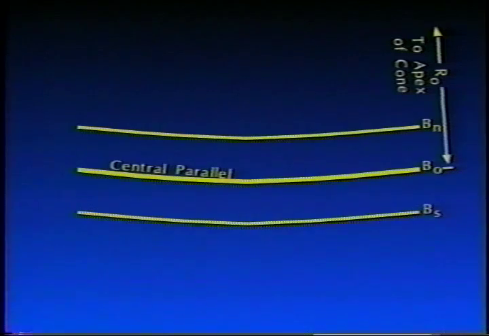Now we see the circular arc of the central parallel added to the illustration. Noted as B sub O, it is a parallel of latitude that is approximately midway between the standard parallels. Along this line occurs the minimum scale within the zone. Associated with the central parallel is its mapping radius, the distance from the apex of the cone to the central parallel, a distance noted as R sub O. Both the latitude of the central parallel and its mapping radius are tabled constants.